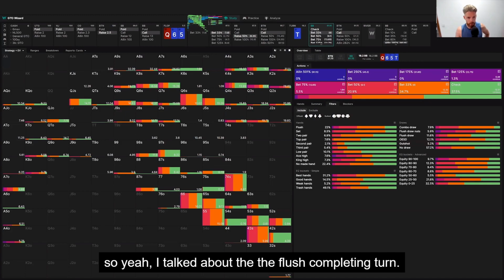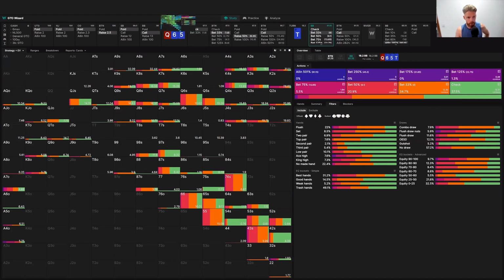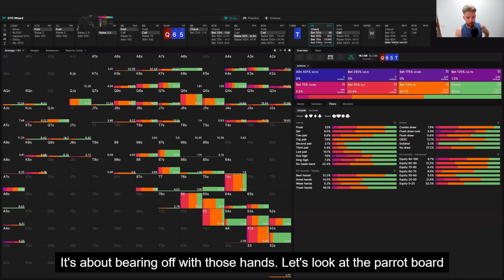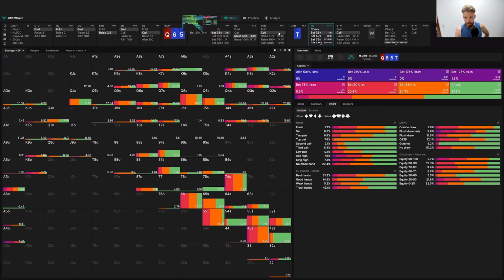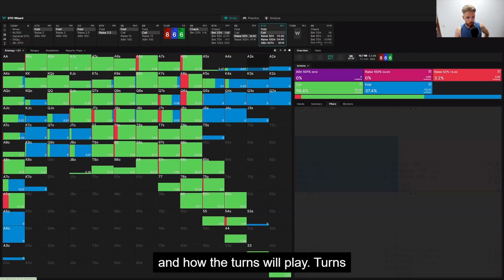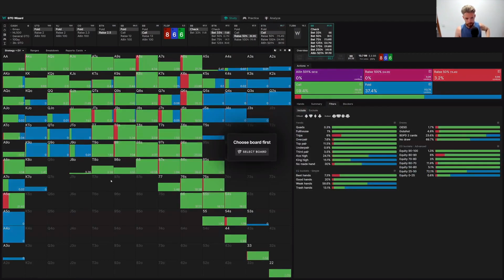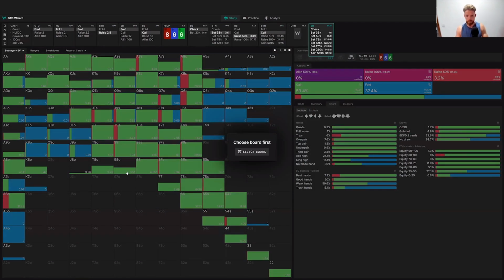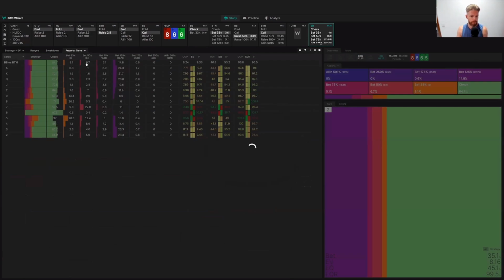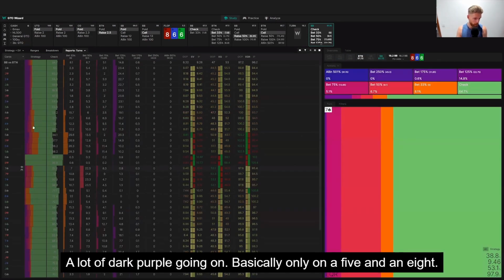So yeah, I talked about the flush completing turn. Talked about barreling off with those hands. Let's look at the paired board and how the turns will play. Again, we will see a lot of dark purple. A lot of dark purple going on.